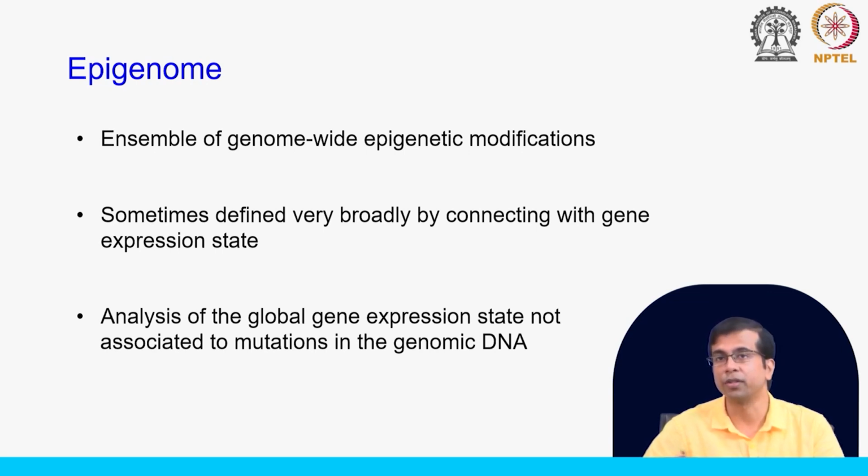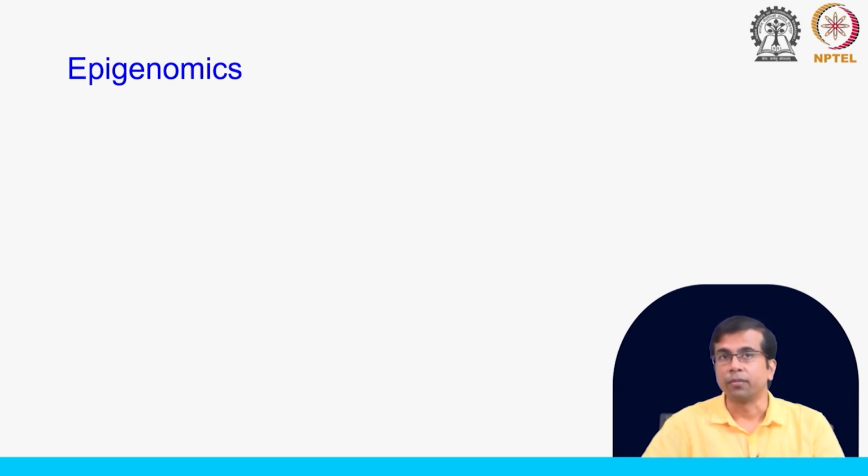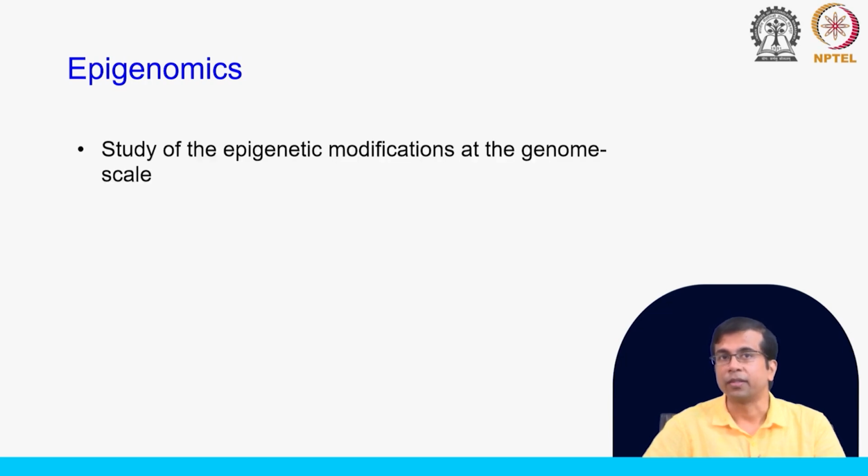So, if you take mutations out of the picture, because if you have mutations in the promoter regions of a gene, this will affect the gene expression state. So, if you take out the mutations, whatever changes are happening in the global gene expression state will be because of the epigenome. Okay, so epigenomics is simply the study of these epigenetic modifications at the genome scale.